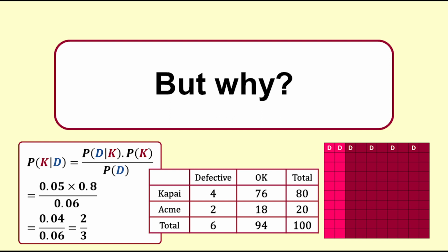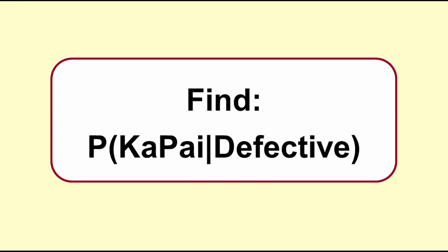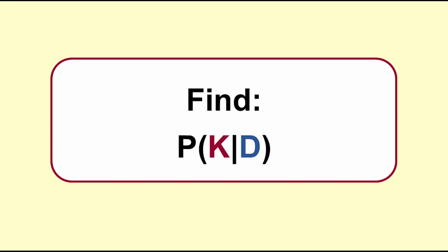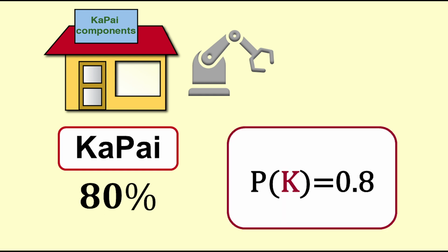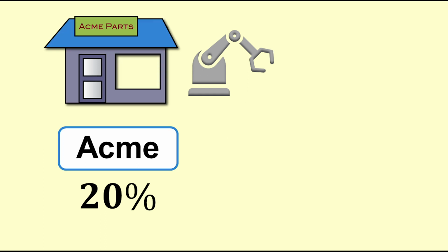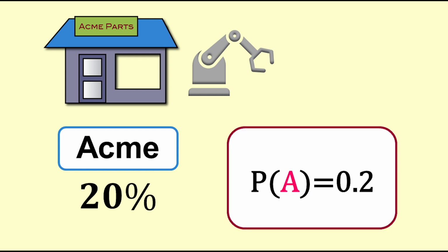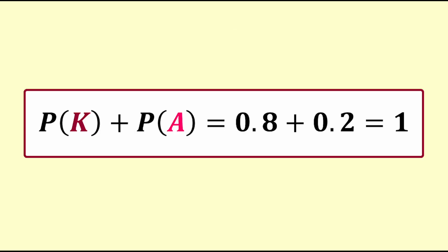What we want to know is the probability that the part came from Carpi given that it is defective. We know the proportion of parts from Carpi, which is 80%. This is also the probability that any part chosen at random is from Carpi. This is a prior probability. We can express this as the probability of K equals 0.8. Similarly, the probability that a part came from Acme is the probability of A equals 0.2. These are the only two suppliers of this particular part, so the probabilities sum to 1.